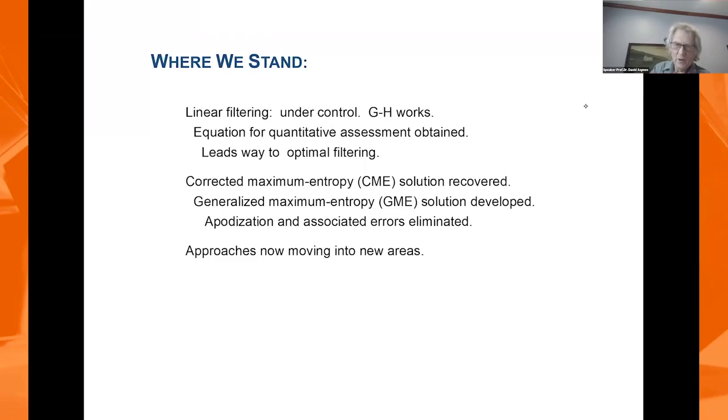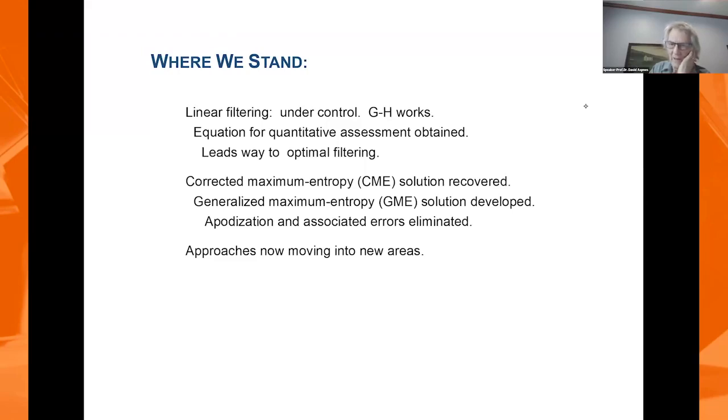Okay. And the approaches that we've talked about here are moving beyond ellipsometry. They're getting into X-ray diffraction. The area that's really been excited about this is X-ray photoemission, because they're particularly interested in getting chemical binding information out.